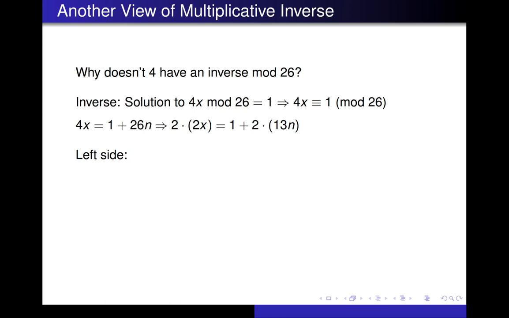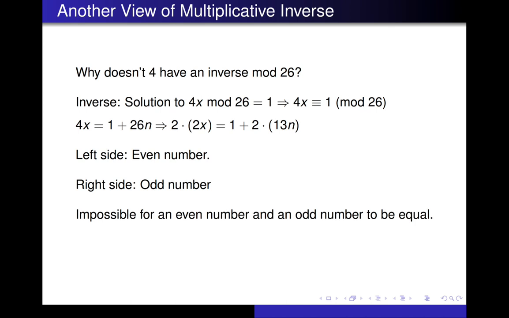Let's look at the left side. The left side is 2 times 2x, which is an even number. An even number is exactly any number times 2. But on the right side, 2 times 13n is a real number, but then we're adding 1 to it, which makes it an odd number. So if we want to find a multiplicative inverse of 4, we need some even number that's also equal to an odd number, which is impossible.